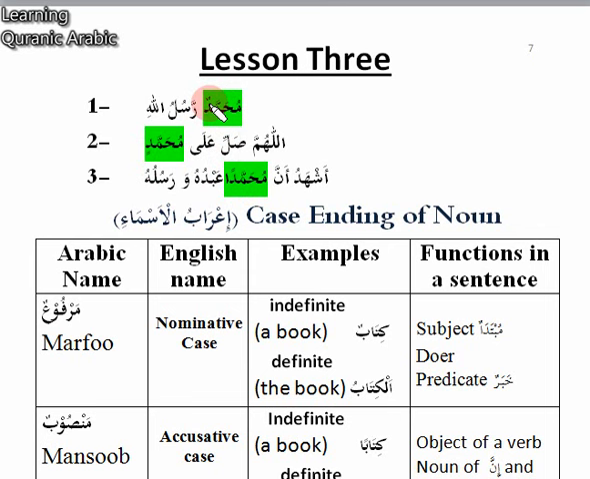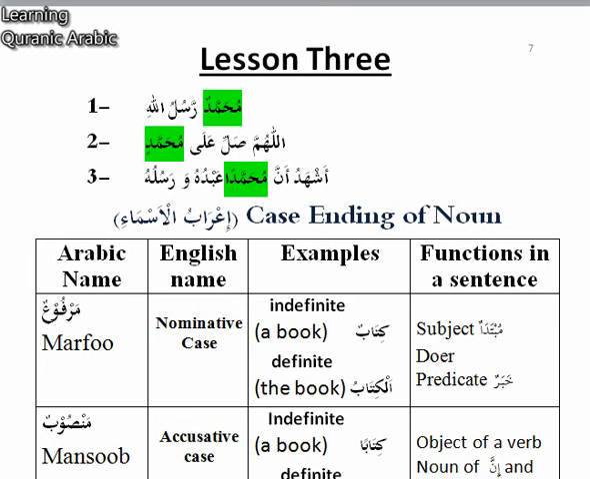Here we have tanween damma. Here we have tanween kasra. Here we have tanween fatha. So why is it like that? It's because the ending of a noun tells us what is the role of a noun in this sentence, or what is the function of the noun in this sentence. This ending tells us whether the noun is subject or object. So let's study these rules. After that we will get to know why it's like that.